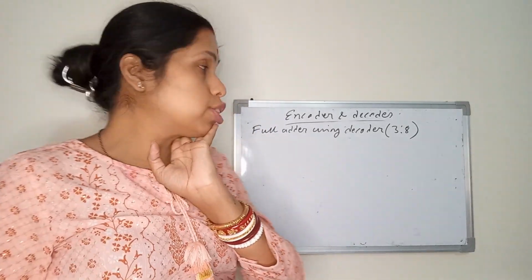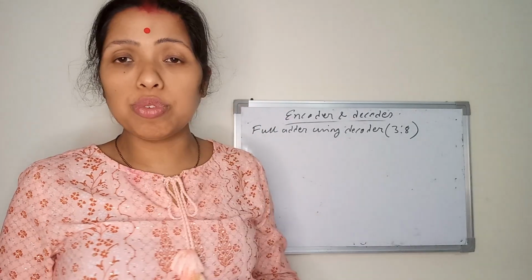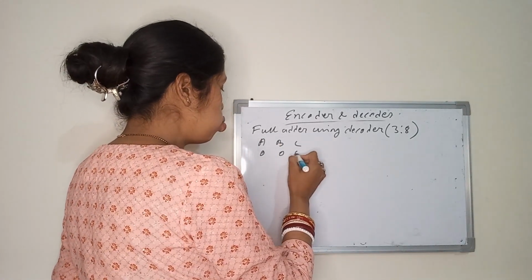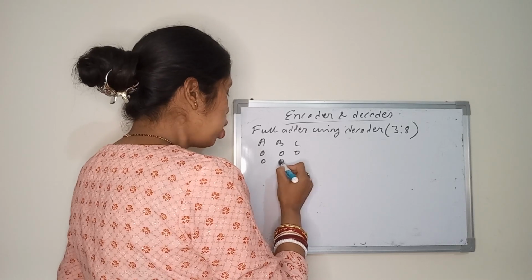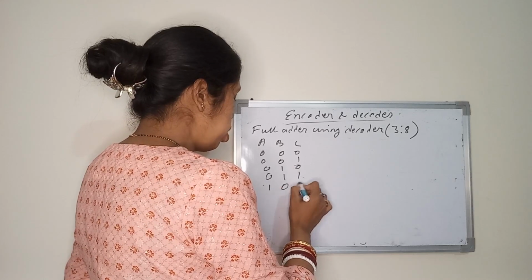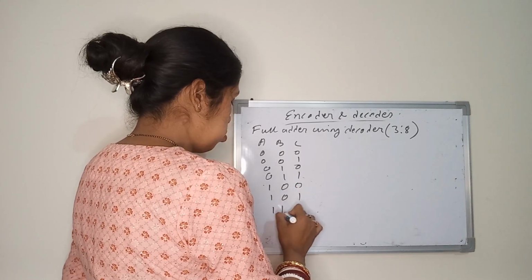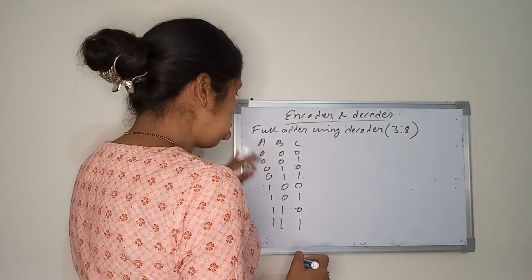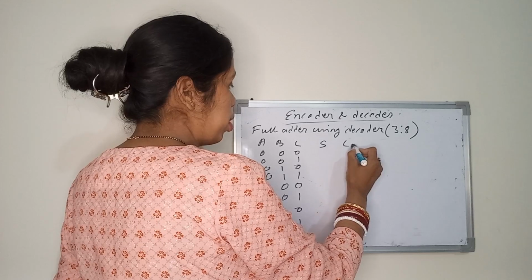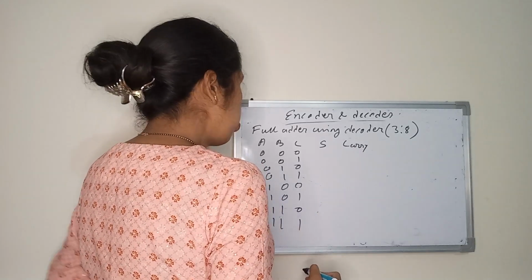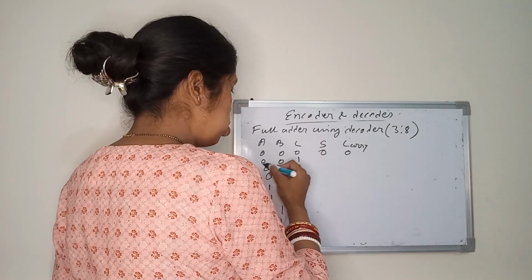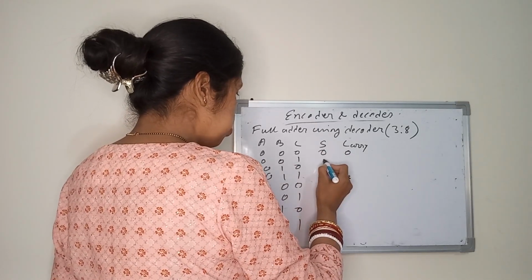Now, first for that you have to check the truth table for full adder, right? So for full adder you have 3 bits. You have to do the addition for 3 bits. So first I am writing the 3 bits here. Total how many combinations? Total 8 combinations we can write. And what are the outputs for full adder? Sum and the carry. Okay, so if we add these 3 zeros, the sum will be 0, carry will be 0. So I am writing all the outputs.